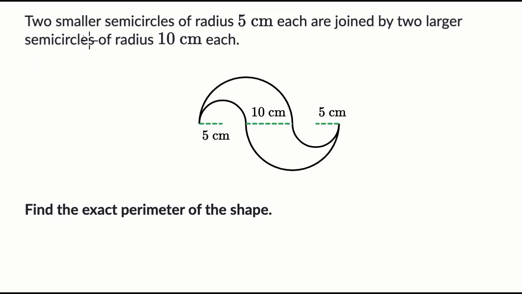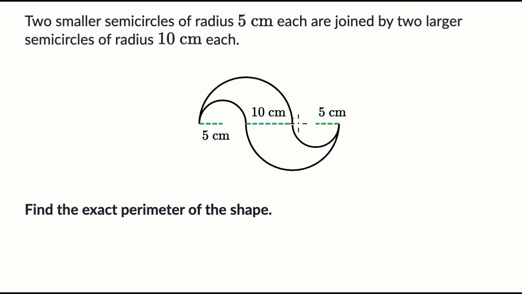We are told two smaller semicircles of radius 5 centimeters each are joined by two larger semicircles of radius 10 centimeters each. This is a cool looking design. This is a semicircle of 5 centimeters radius, and then a semicircle of 10 centimeters, and then a semicircle of 5 centimeters, and then a semicircle of 10 centimeters. Find the exact perimeter of the shape. So pause this video, have a go at this before we do it together.